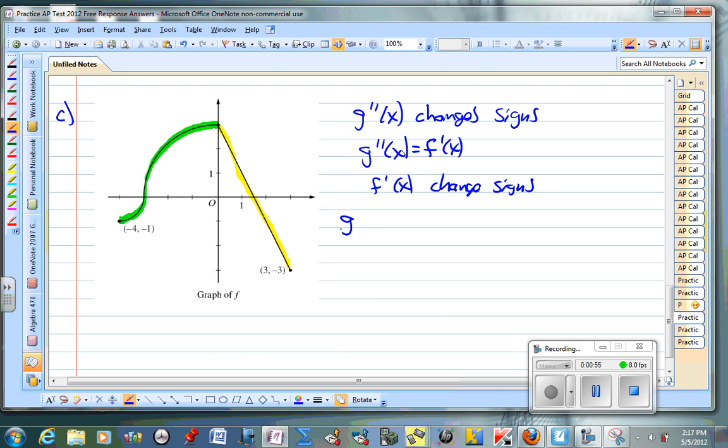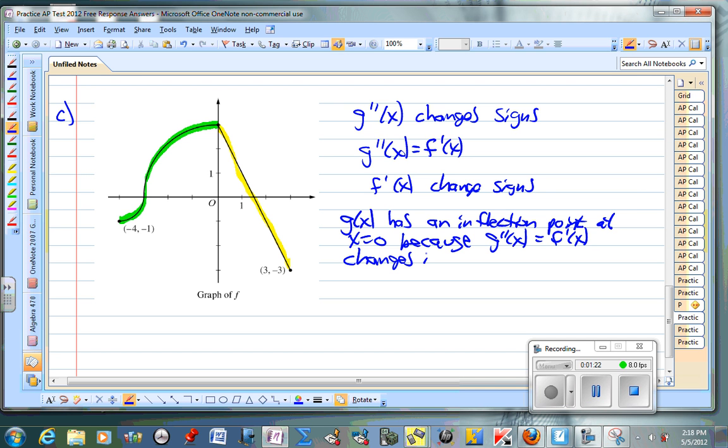So we can conclude that g of x has an inflection point at x equals 0. Now we're supposed to justify our answer. So we'll say because g prime prime of x, which in this graph equals f prime of x, changes signs there. And that's it for part C.